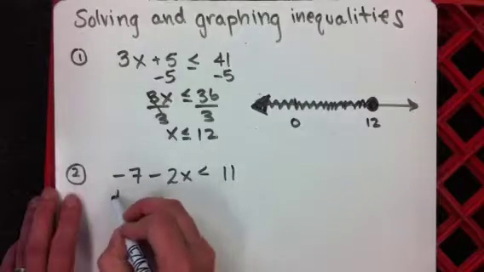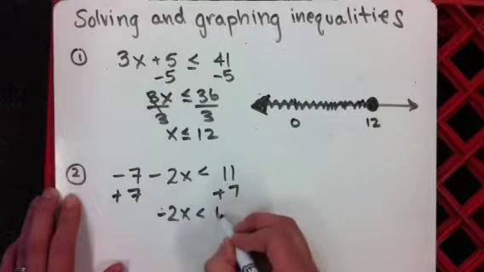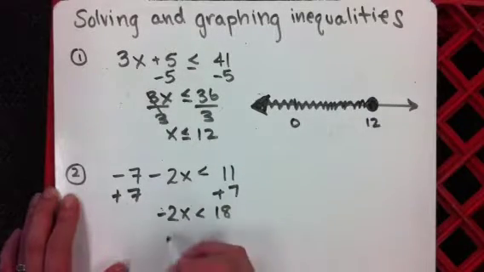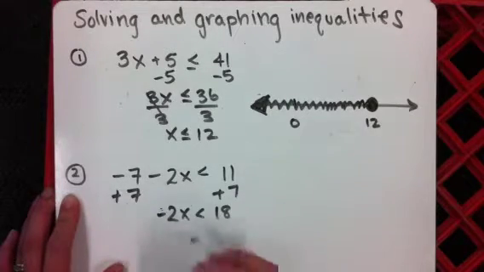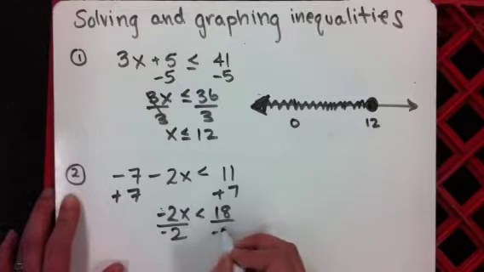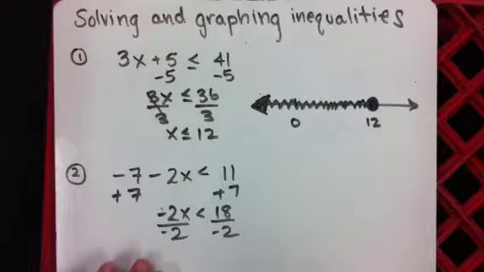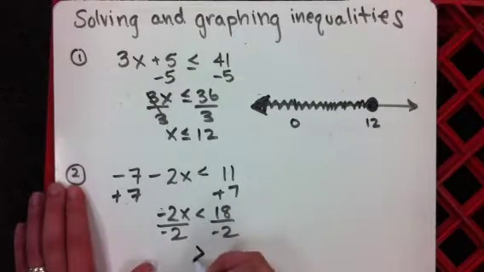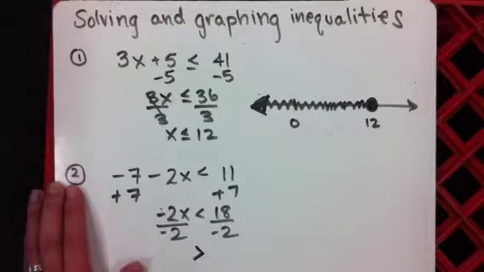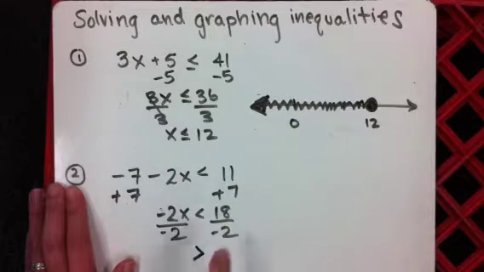I can start by adding 7 to both sides, and I get -2x is less than 18. My next step when solving, if this were an equation, I would divide both sides by -2, which I'm going to do. However, the one difference between solving equations and inequalities is that if I ever divide or multiply by a negative number, my sign has to flip. So because I just divided by -2, the sign that used to say less than now says greater than.